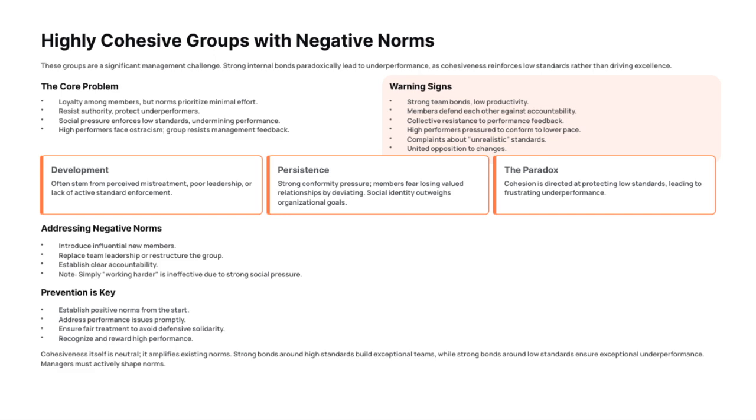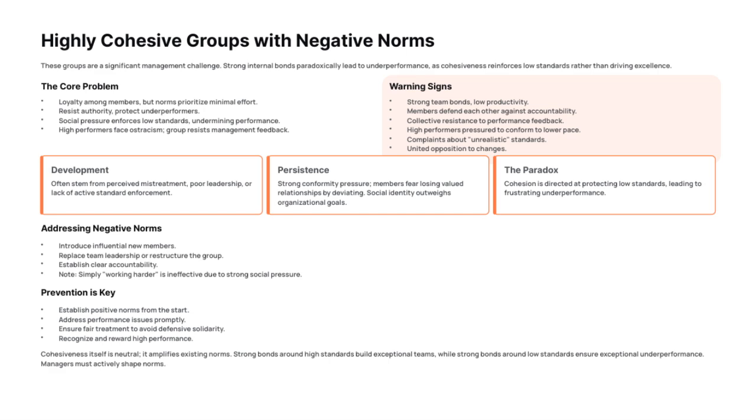It's crucial to establish positive norms right from the start. Address any performance issues promptly before they become ingrained. Ensuring fair treatment is also key. If people feel they are treated unfairly, they may band together defensively, protecting underperformers rather than challenging poor standards. Recognizing and rewarding high performance helps reinforce the right behaviors. Prevention is always better than cure.